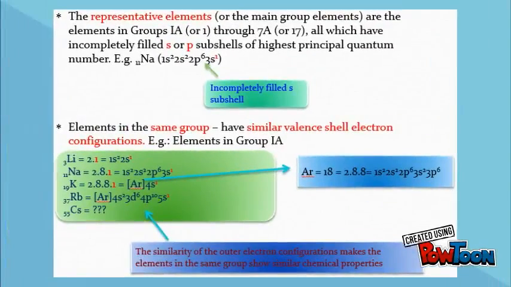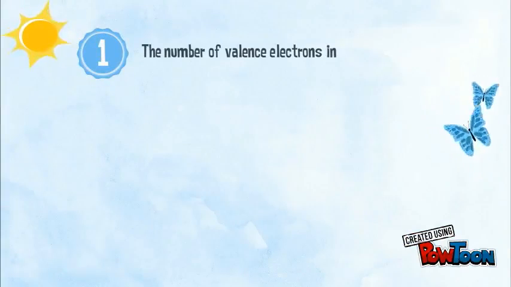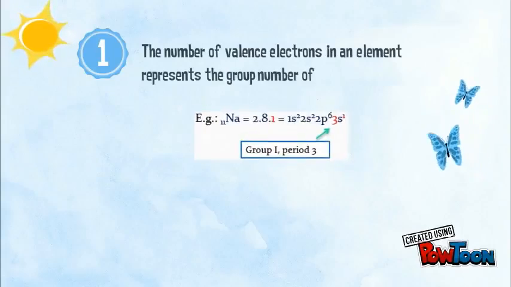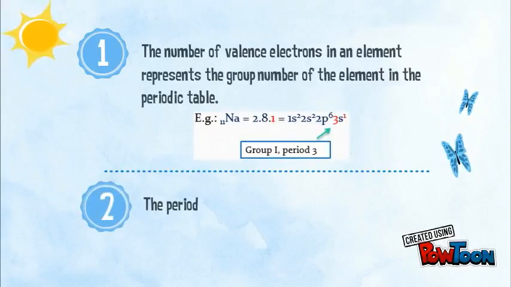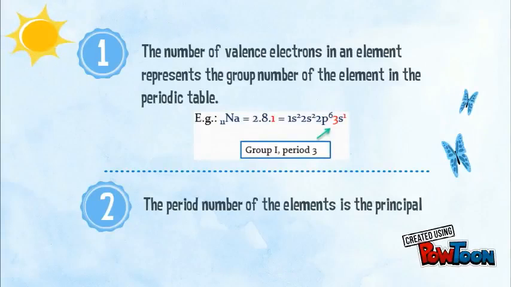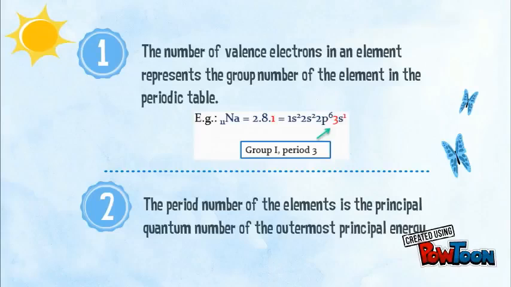The representative elements, or the main group elements, are the elements in groups IA, or 1, through 7A, or 17, all of which have incompletely filled S or P subshells of highest principal quantum number. Elements in the same group have similar valence shell electron configurations. The number of valence electrons in an element represents the group number of the element in the periodic table. The period number of the elements is the principal quantum number of the outermost principal energy shell in an atom.